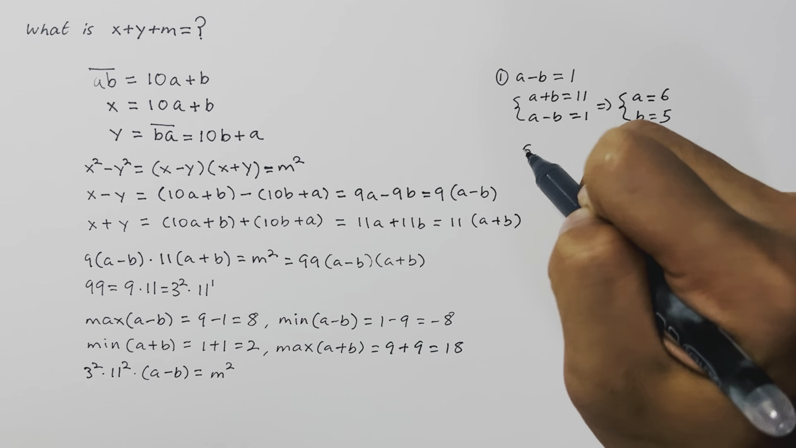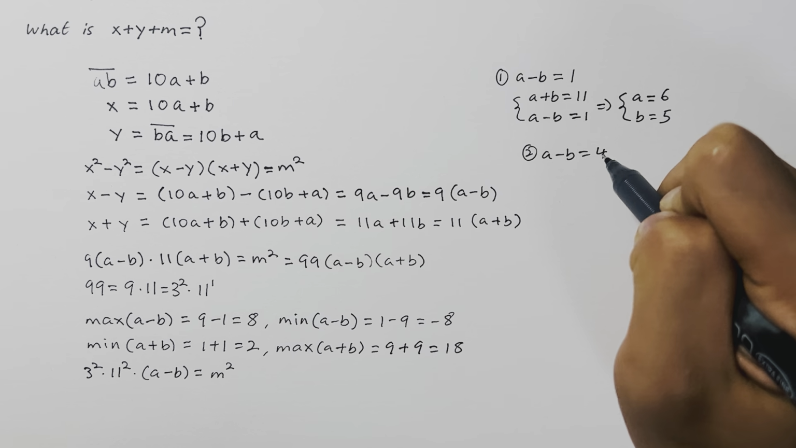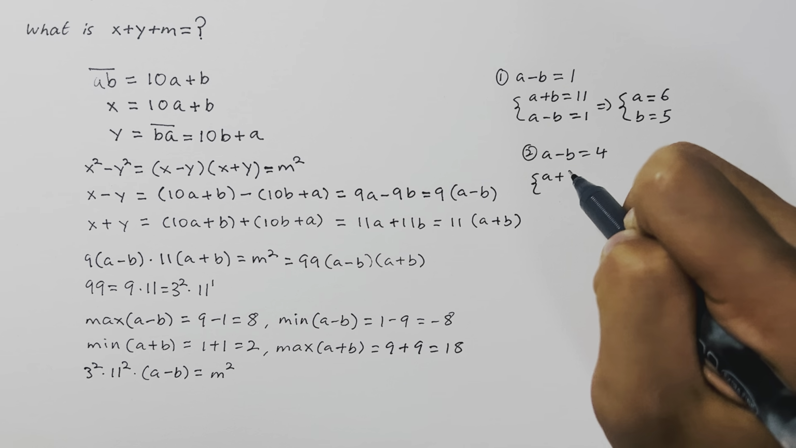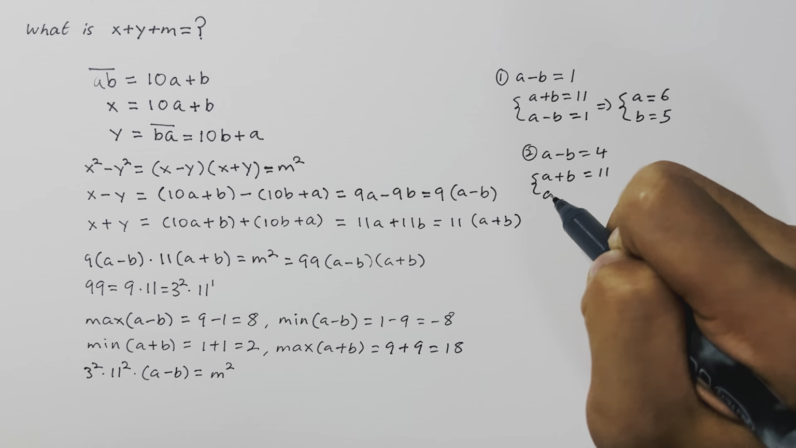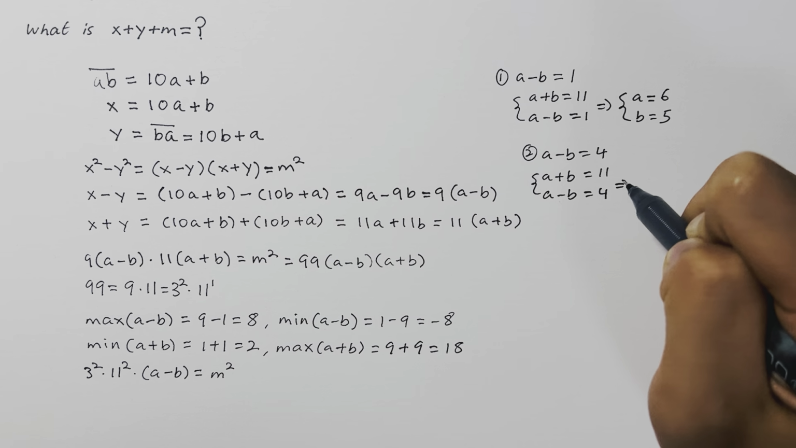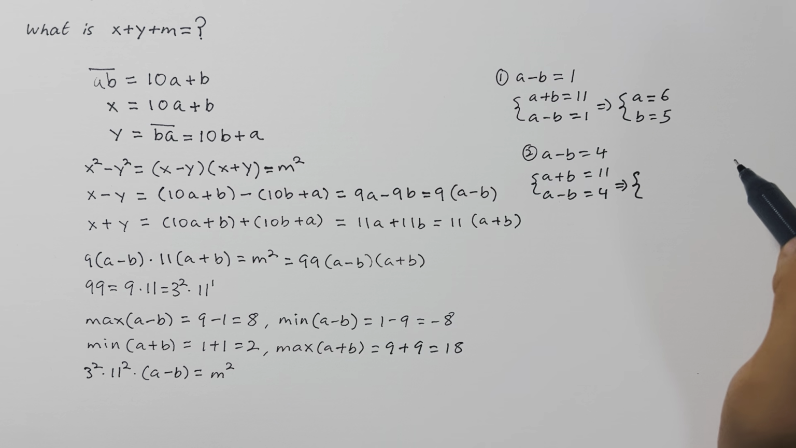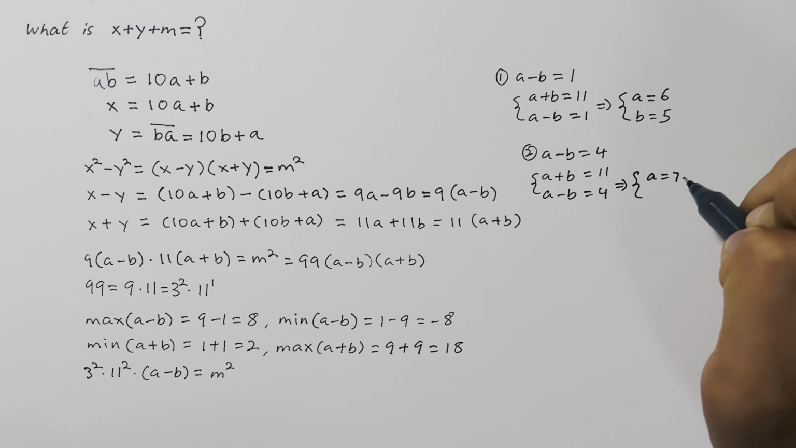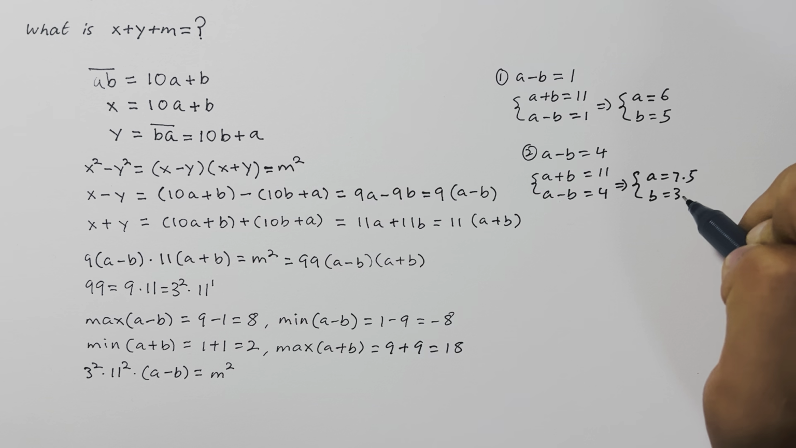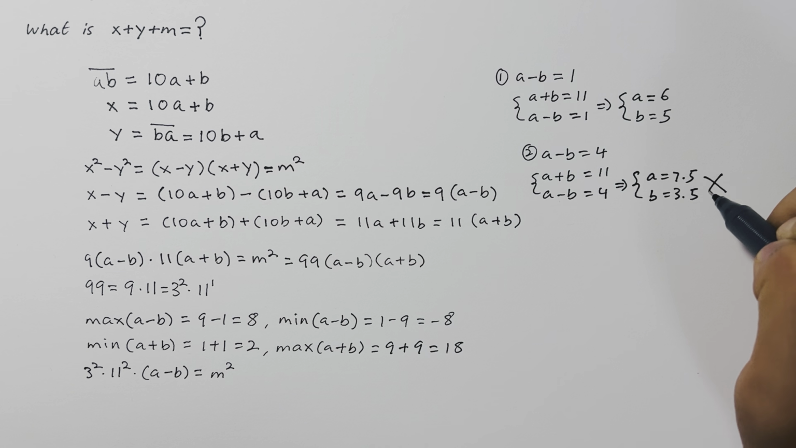And then the second case is a minus b equals to 4. So we have a plus b equals to 11, a minus b equals to 4. Once again, we can add the two equations, canceling out the b. So we will have 2a equals to 15. A is going to be equal to 7.5, which is not an integer. So we have a equals to 7.5 here, and then b would equal to 3.5. And this case does not work because we want an integer, not a decimal. So this case is impossible. The only solution is a equals to 6, b equals to 5.